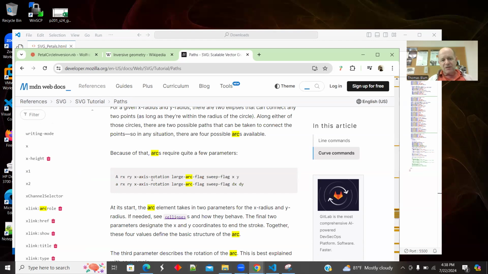But there's the radius, there's the A, there's the two radii that are the same because it's a circle. There's a rotation that's going to be 0 for us. And then there's this large arc flag and the sweep flag. And this determines, when you have 2 points and you're saying they're on the arc, do you want a small part of an arc? Do you want a big part of an arc? And so on. Each one of these is 0 or 1.